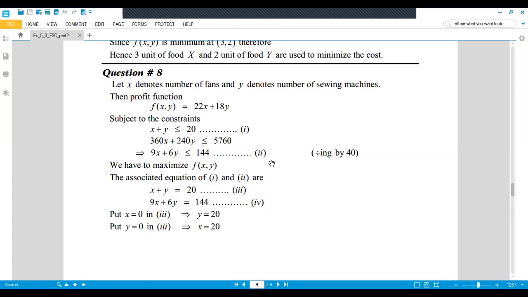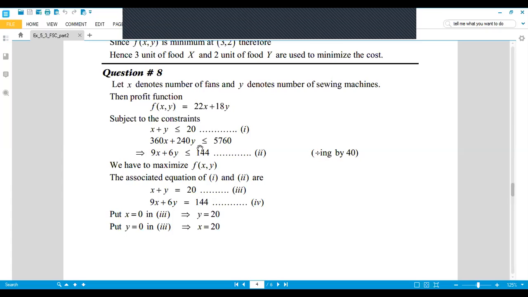Assuming that he can sell all the items that he can buy, how should he invest his money in order to maximize his profit? It means the maximum value we are going to find. So the objective function is which one? The profit is the objective of this question. He wants 22 rupees per fan and 18 rupees per sewing machine. So the objective function will be f(x, y) = 22x + 18y.